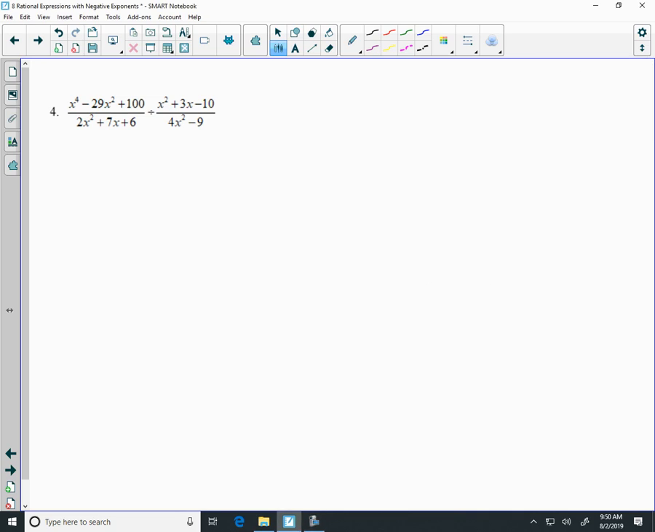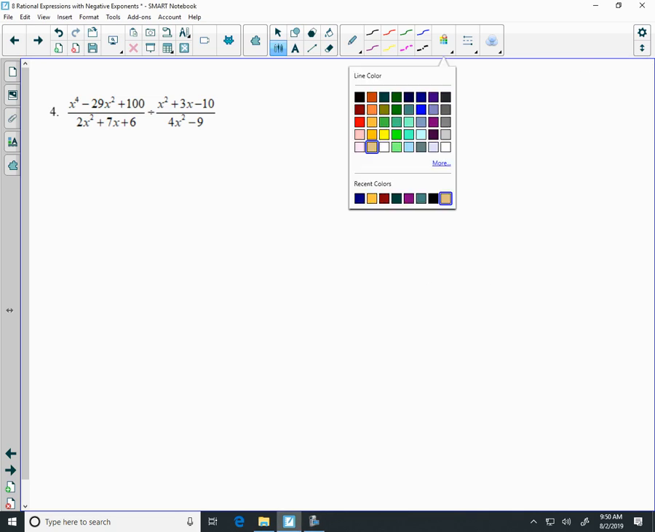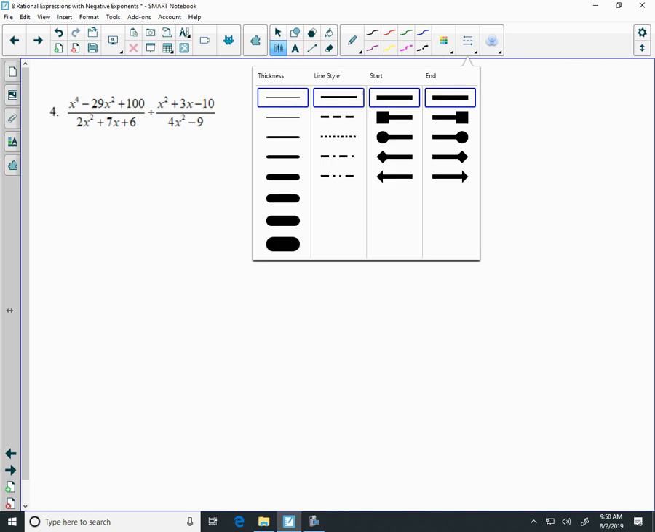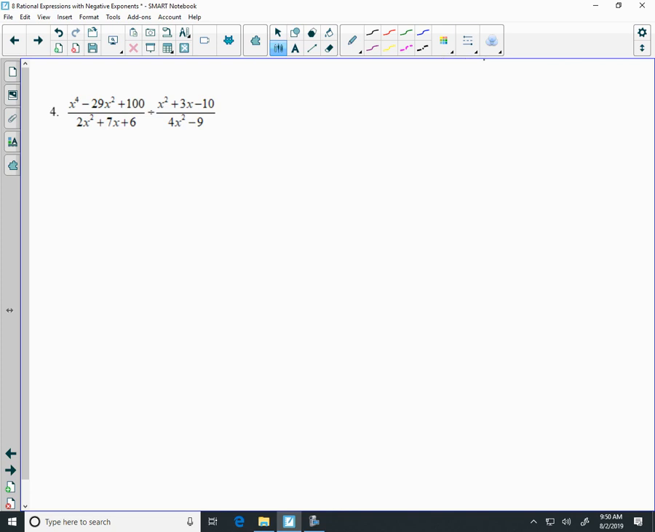Number 4 from the mixed review. It's a division problem. So you can factor and then flip, or flip and then factor. I think I'm going to go ahead and factor where everything is right now, and then I will flip my second. What I like about this one is that everything is nicely factorable. It's a little messy because of the situation where we have the x to the 4th there.